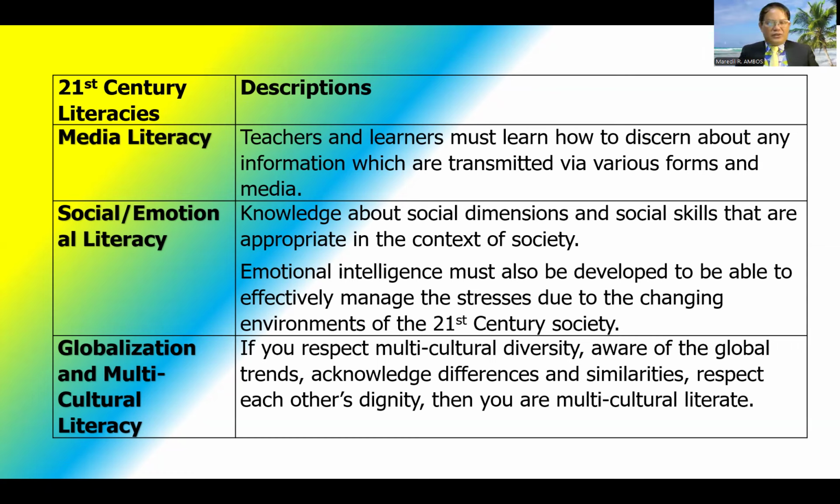We have also social and emotional literacy. This talks about emotional intelligence, the EQ, or emotional quotient for that matter, which we need to develop to be able to effectively manage the stresses due to the changing environments of the 21st century and society. Do you agree? There's a lot of stress that we can have now. So we need to have knowledge about social dimensions, even social skills that are appropriate in the context of society nowadays.